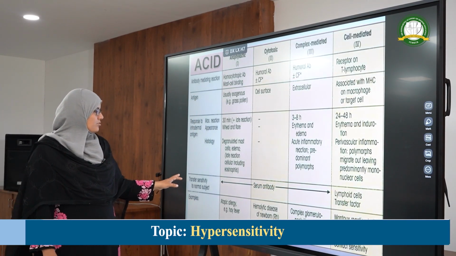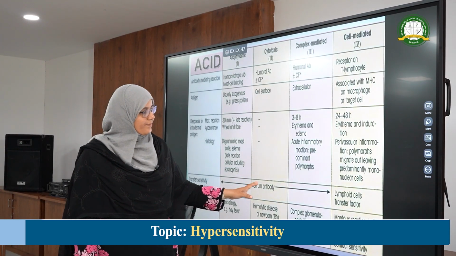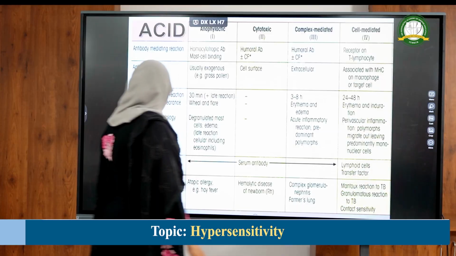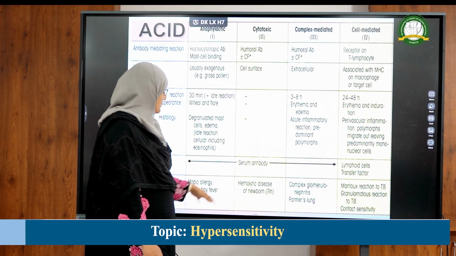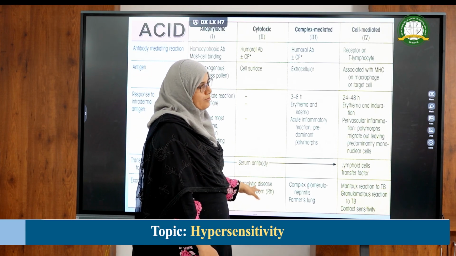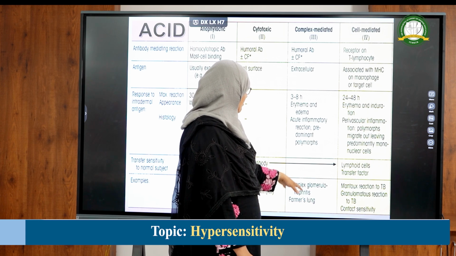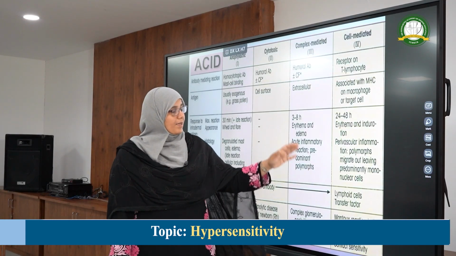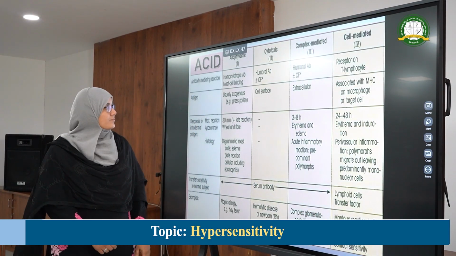Transfer of sensitivity to normal subjects is possible using serum antibody in types 1 to 3, whereas in type 4, lymphoid cells transfer the factor. Examples: for type 1, anaphylactic, atopic allergy, hay fever reactions; for type 2, hemolytic disease of the newborn due to Rh incompatibility; for type 3, immune complex glomerulonephritis. One more example is farmer's lung. And in type 4, we have the Mantoux reaction to tuberculosis.